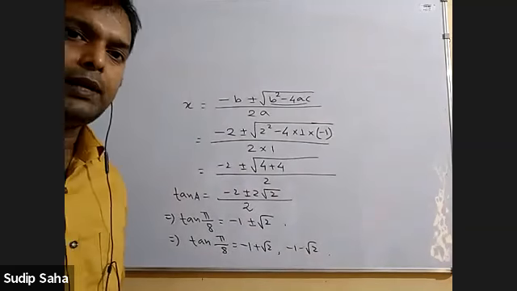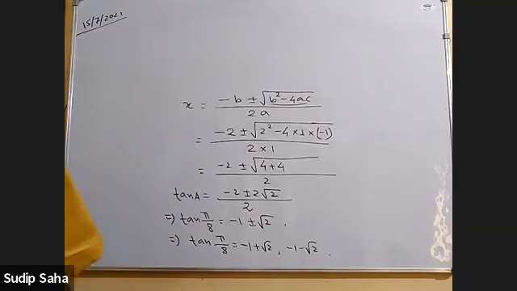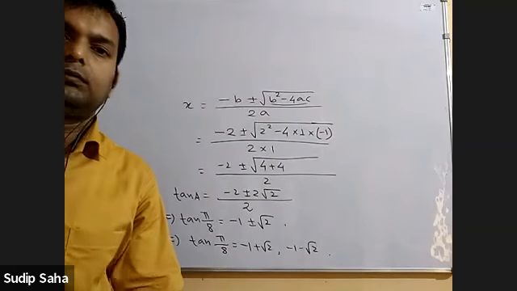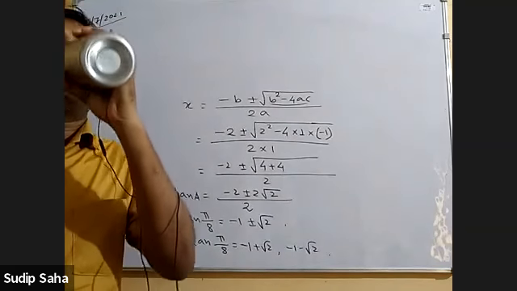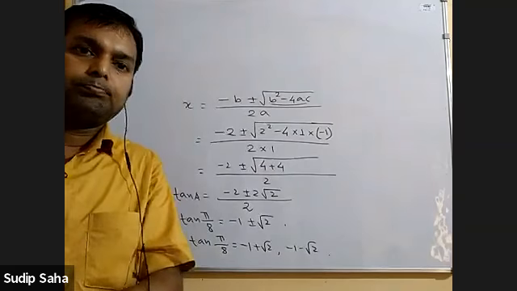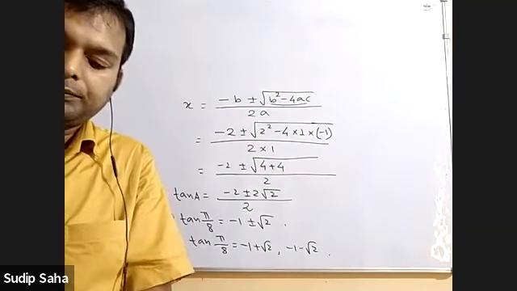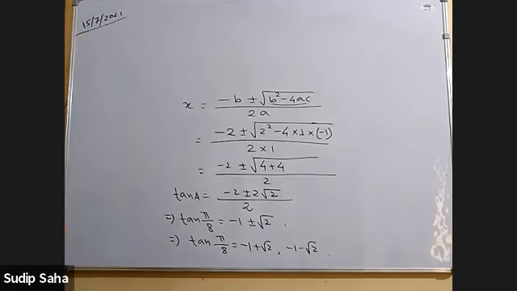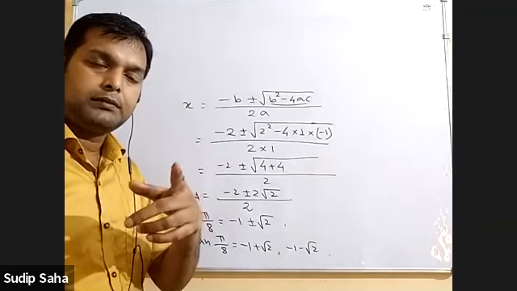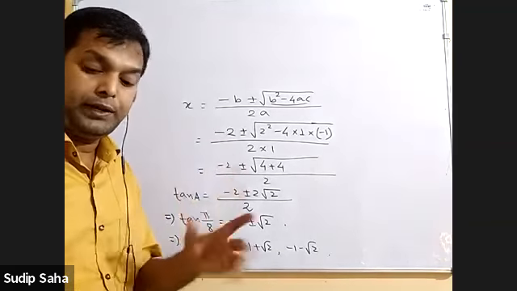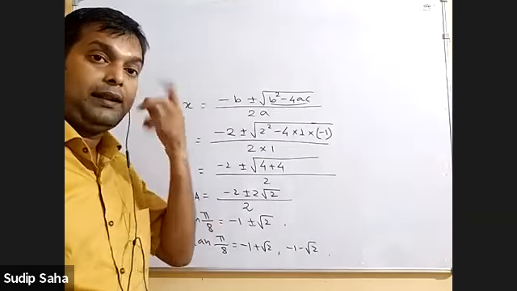Am I audible, everyone? Yes, sir. Just analyze on your own. Sir, tan pi by 8 will be in the third quadrant, so minus 1 plus root 2 will be accepted. Where, third quadrant? Pi by 8, what is pi by 8? 22.5. You are correct, but you are going in the right direction. But you told that pi by 8 is in the third quadrant. That is your mistake.